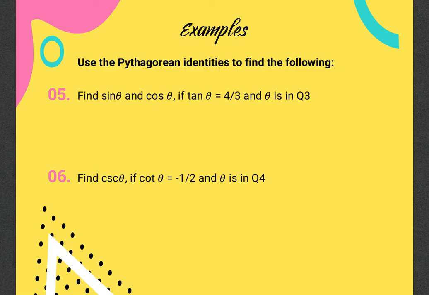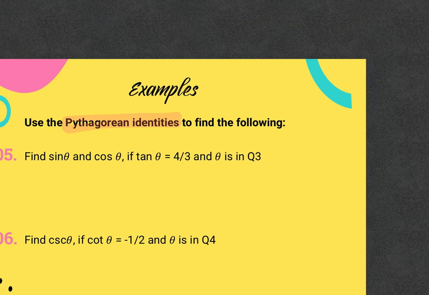All right, so this one says, and see the directions specifically say Pythagorean identities. This means sine squared plus cosine squared equals 1. Tangent squared plus 1 equals secant squared. And 1 plus cotangent squared equals cosecant squared.